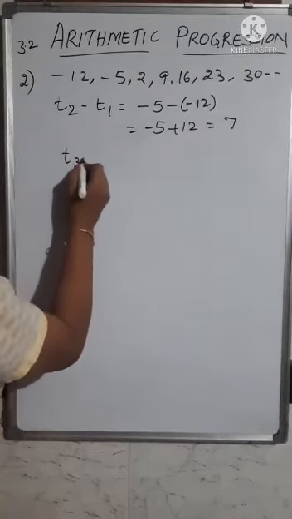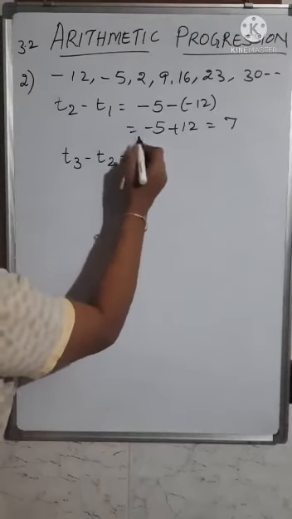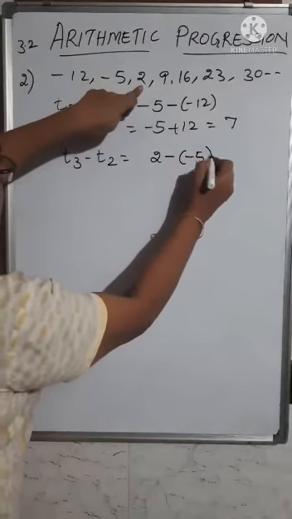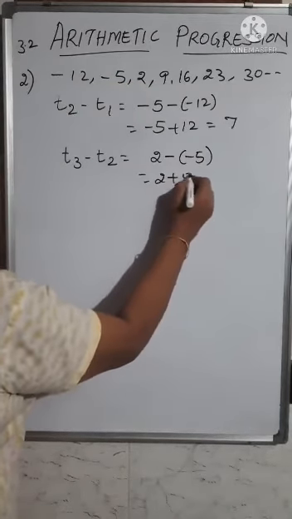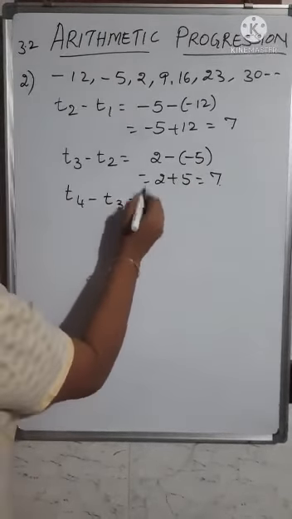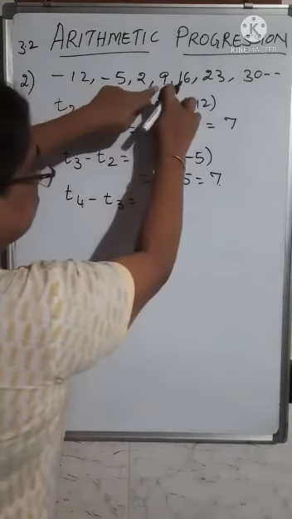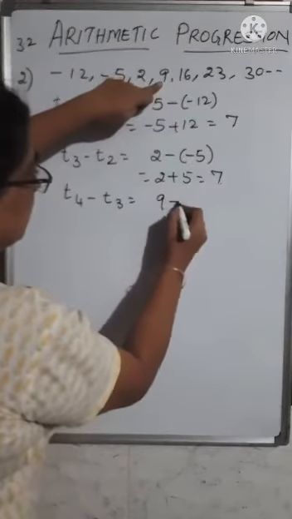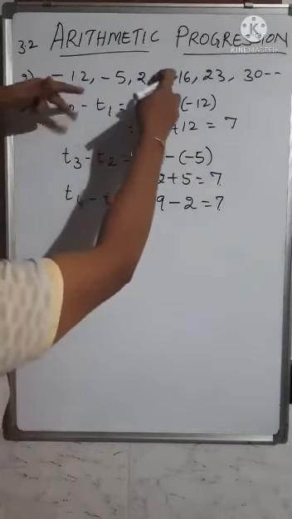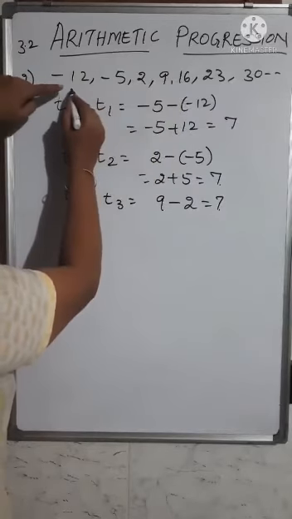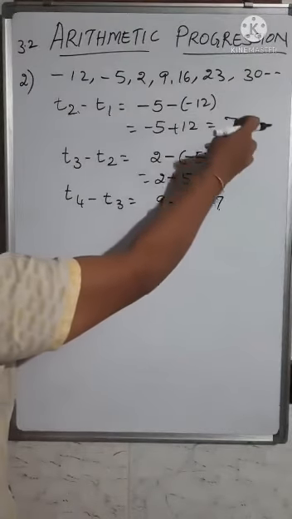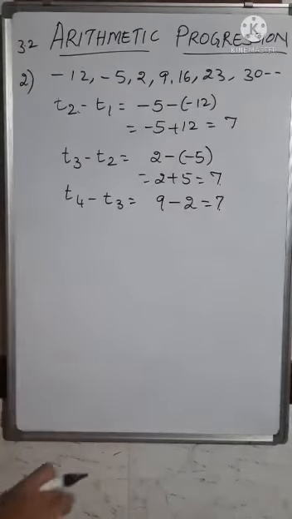Now we will find out T3 minus T2. Now your first, second, third term. So you will get 2 minus of minus 5, which is equal to 2 plus 5, which is equal to 7. We will find out one more, T4 minus T3. First term, second term, third term, fourth term. So the fourth term is 9 minus 2, which is equal to 7. So if you find it difficult each time to count and write it, here you can write T1, T2, T3, T4. Now when you look at this, in each and every case the common difference is 7.